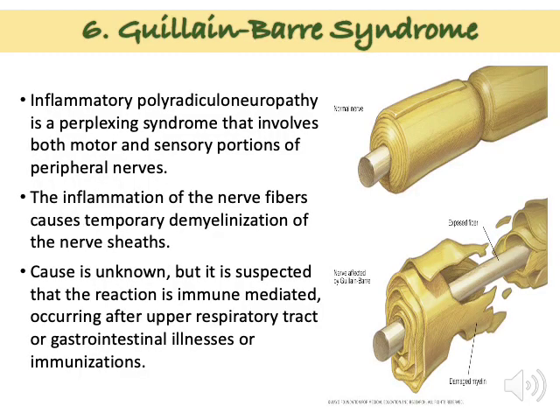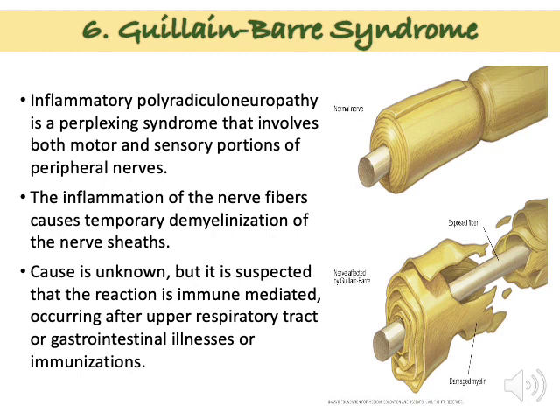Guillain-Barre syndrome is also called inflammatory polyradiculoneuropathy. It's a perplexing syndrome that involves both motor and sensory portions of peripheral nerves. The inflammation of the nerve fibers causes temporary demyelination of the nerve sheaths. In the photo, you will see that the peripheral nerve fibers have damaged myelin.